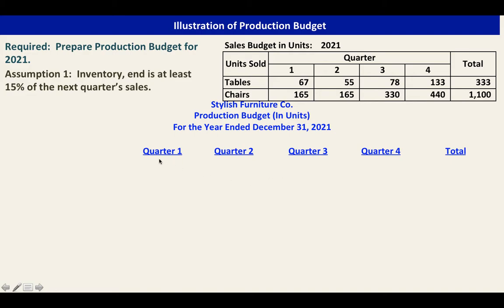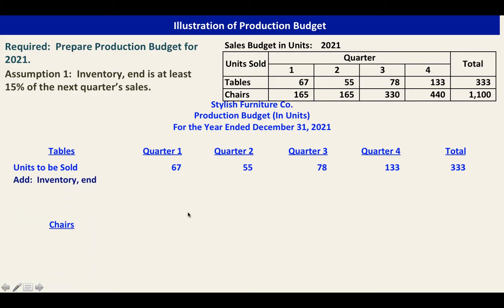Since we need to present this per quarter, we have to have a column for each quarter, and then the information per product. So here for tables, the units to be sold. Take note, we don't need to present this per branch, because the assumption is that we are manufacturing the number of units in one production area. So the units to be sold based on our sales budget are 67, 55, 78, 133 for quarter one, quarter two, quarter three, quarter four, respectively.